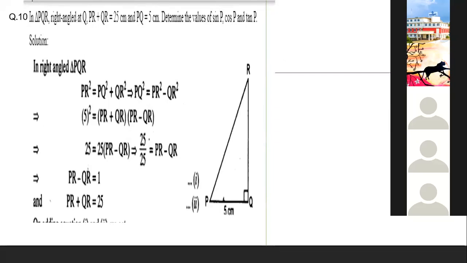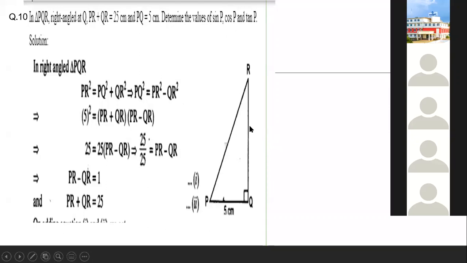10th question. Am I audible to everyone now? Here they gave the PQ value, 5 centimeter. In the triangle, out of 3 sides, one side's complete value they gave, 5 centimeter, and for the remaining 2 sides, the sum of the 2 sides they gave is 25. By using these given data, we need to find the exact value of these 2 sides. After getting these 2 side values, we need to find sin P, cos P, and tan P.